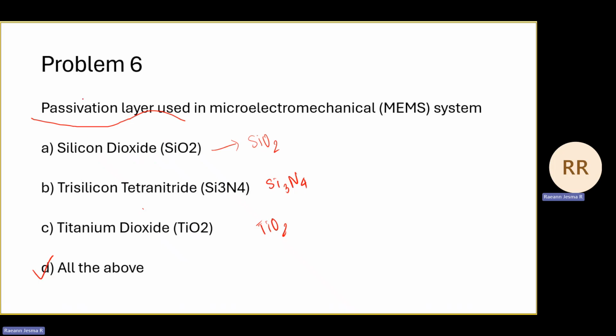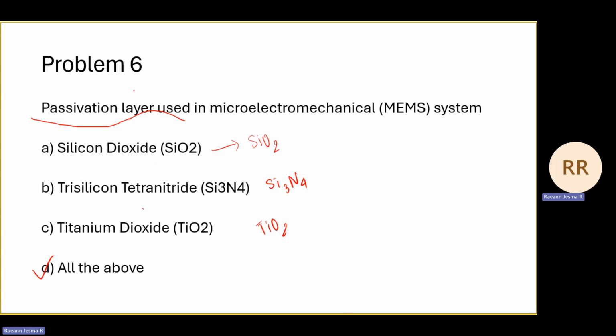So what is a passivation layer? A passivation layer is a layer that acts like a shield, and it is applied on the surface of devices in order to protect them from the environment. Especially, we apply this passivation layer on top of metals and so on.